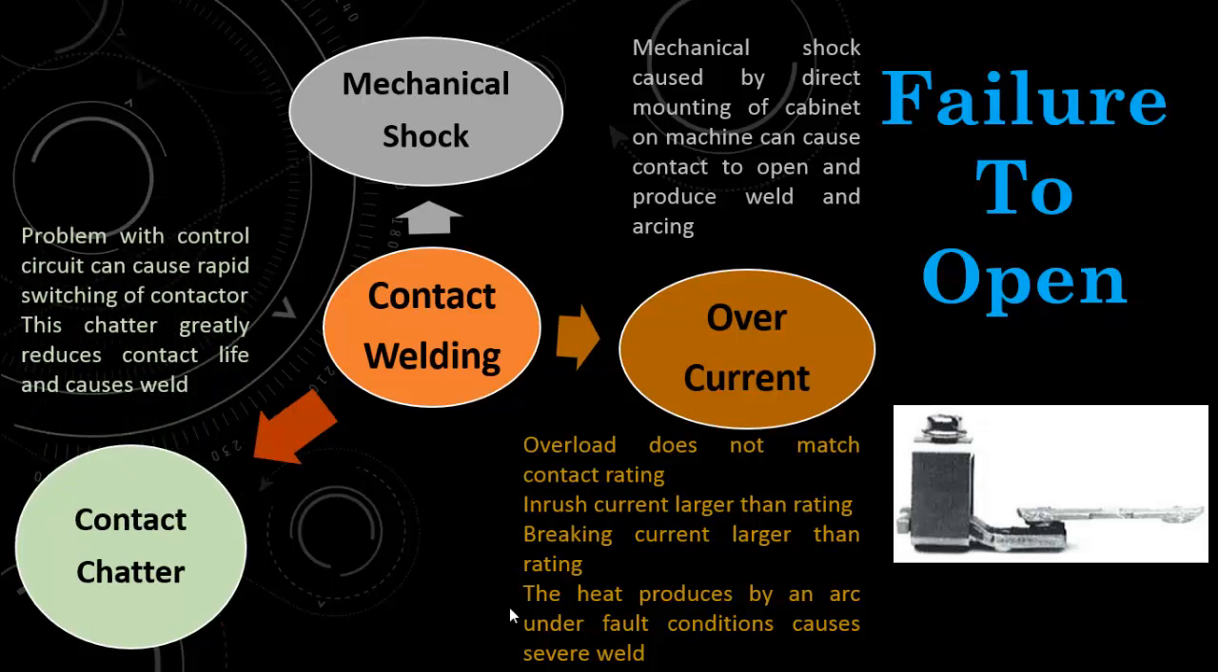The next reason for contact welding is contact chatter. Problems with the control circuits sometimes produce a burst of rapid opening and closing of a contactor. This chattering will greatly reduce the contact life and can cause a weld. Another reason for contact chatter is electronic devices, which are a very common source of chatter, as they can be sensitive to electrical interference. So these are the main reasons for contact welding, due to which the contactor, once welded, fails to open.